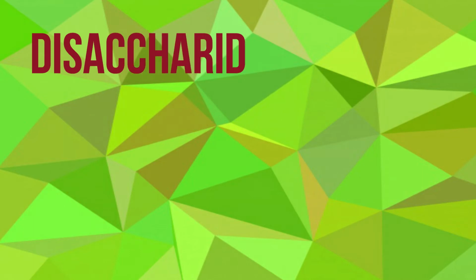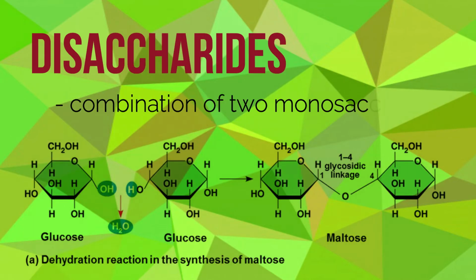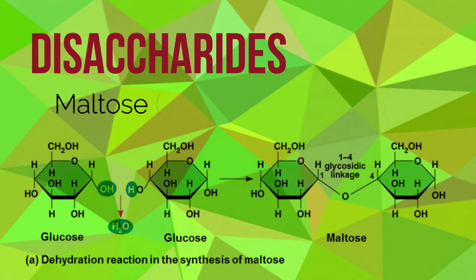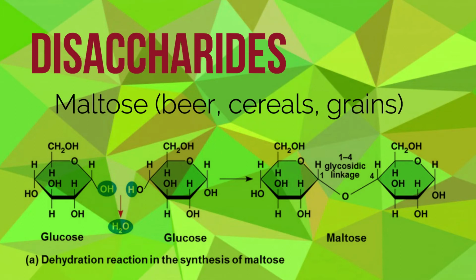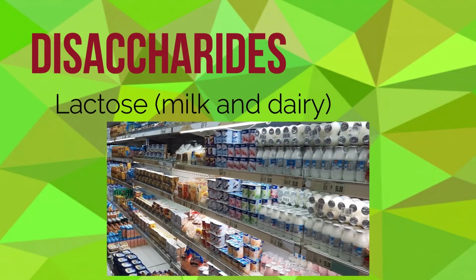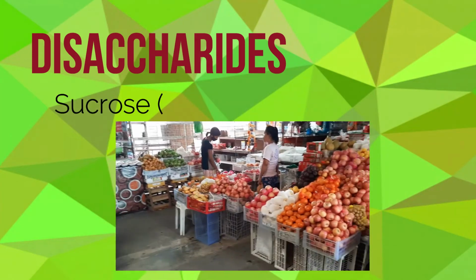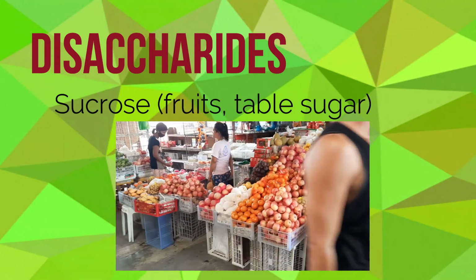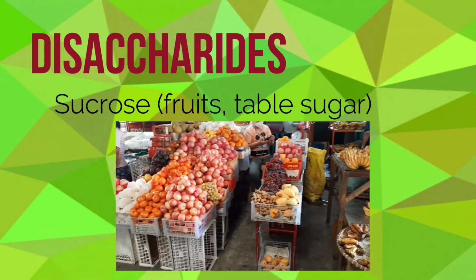Disaccharides, on the other hand, are sugars created by the union of two monosaccharides. The most common examples for such are maltose, the sugar present among cereals, grain products, and beer; lactose, the sugar present among milk products; and lastly, sucrose, which is the sugar present among fruits and common table sugar.